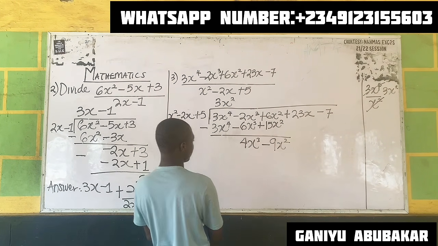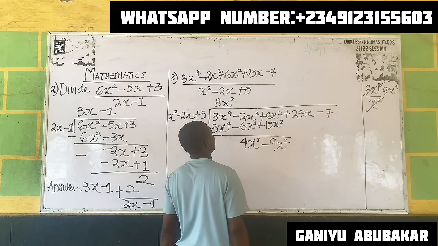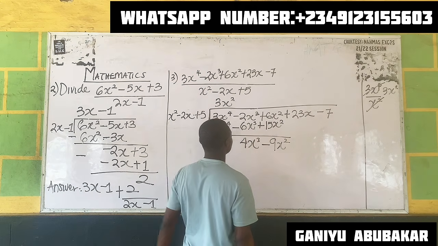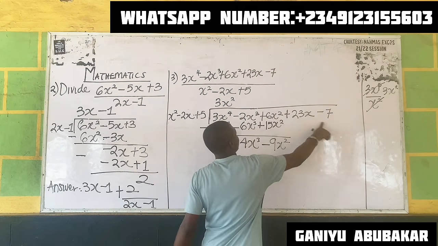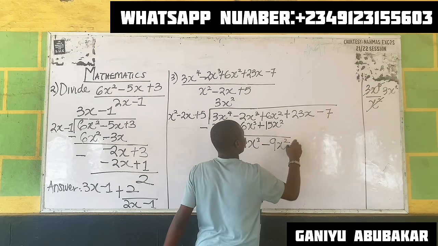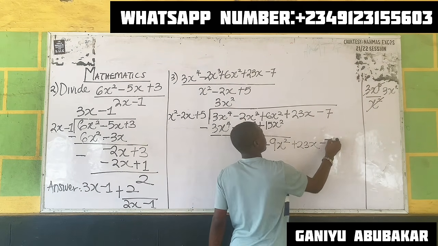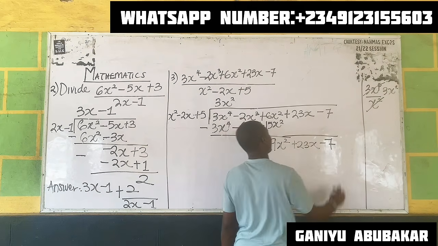Yes, 9x squared. All right. So when I'm done subtracting this way, the next task is to bring down the remaining value. This one, so bring them down. That's plus 23x minus what? 7. Bring them down. I have it this way.